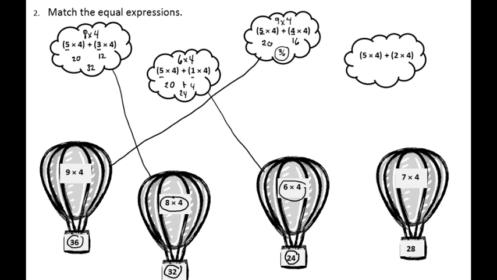And my last one, 5 times 4 is 20, plus 2 times 4, which is 8. 5 and 2 is 7, so I'm really taking 7 times 4. 20 plus 8 is 28, and that matches this balloon. 7 times 4 is 28. So you can see how helpful it is to break up these problems into 5 times the number and more than that to help learn those multiplication facts.